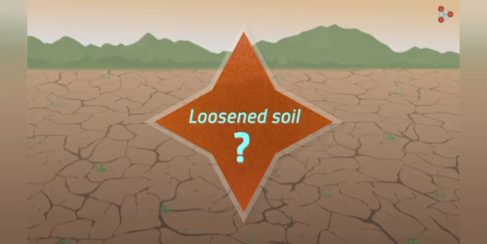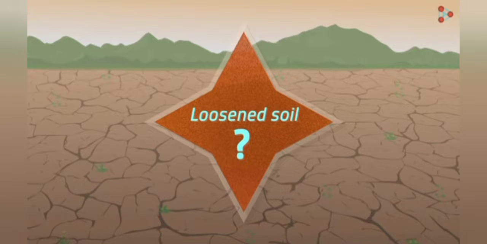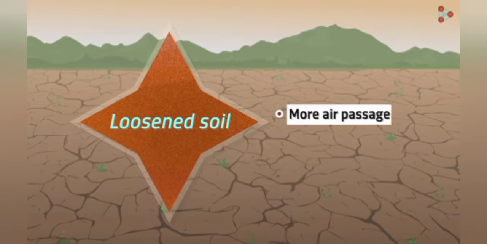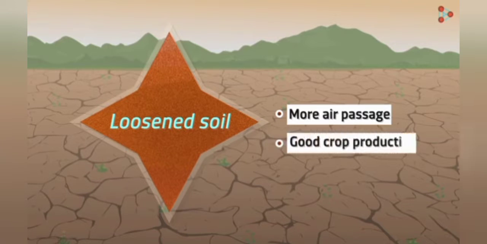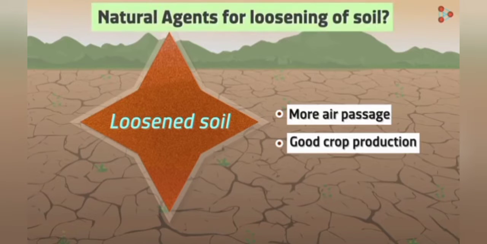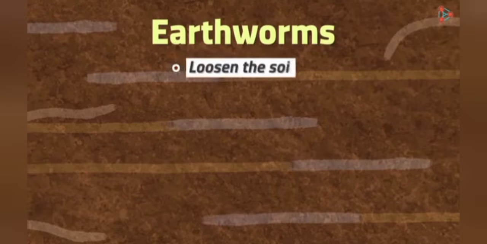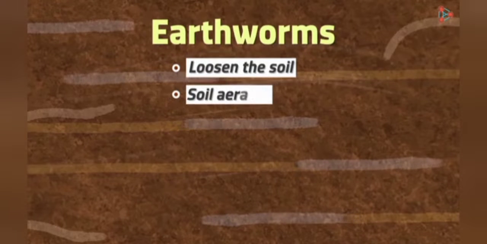Why does soil need to be loosened up before cultivation? The answer is simple. Loose soil will allow more air to pass to the roots of the plants. This will in turn aid the growth of the plant, leading to good crop production. Do you know any natural agents that help this process? We usually refer to them as friends of the farmers. Yes, the answer is earthworms. They help loosen the soil and also in soil aeration.